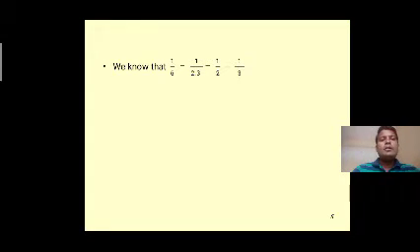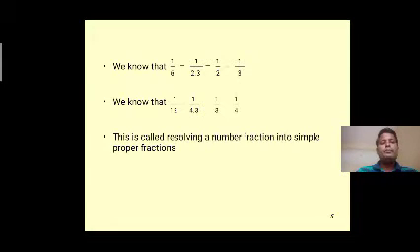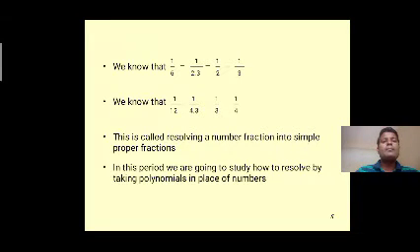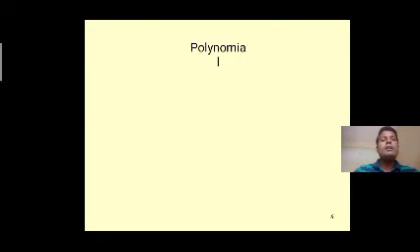We know that 1 by 6 is equal to 1 by 2 into 3. That is also equal to 1 by 2 minus 1 by 3. We know that 1 by 12 is equal to 1 by 4 into 3. That is also equal to 1 by 3 minus 1 by 4. This is called resolving a number fraction into simple proper fractions. In this period, we are going to study how to resolve by taking polynomials in place of numbers.